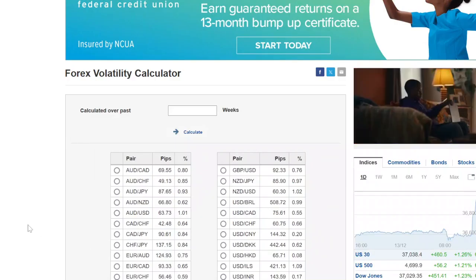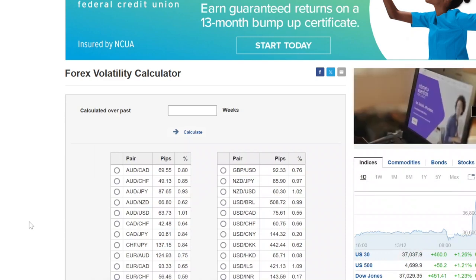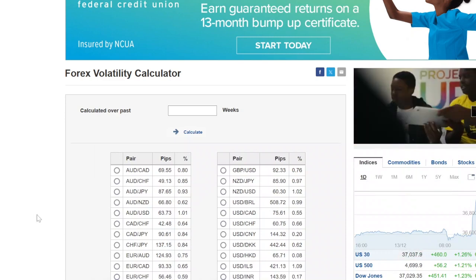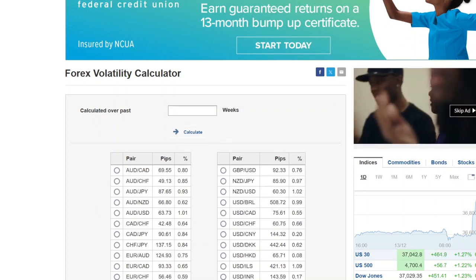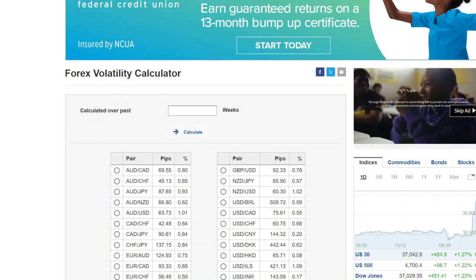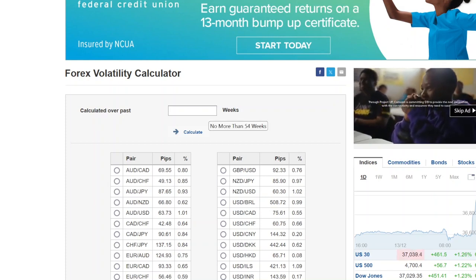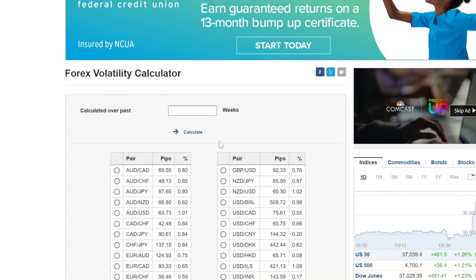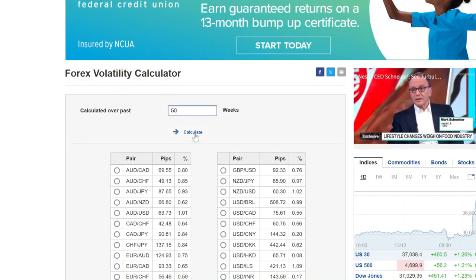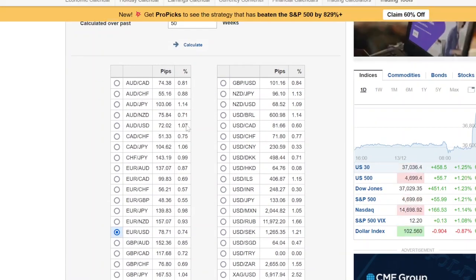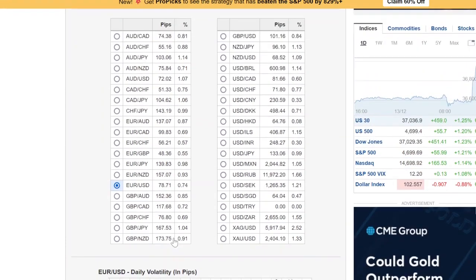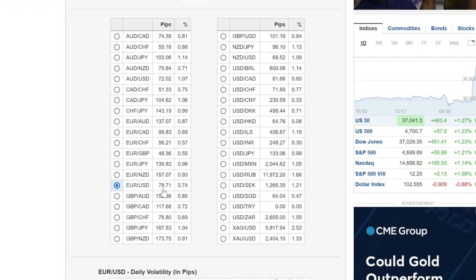So the way to measure ADR, you would want to use investing.com's volatility calculator, and to get this year's ADR, you would have to put the amount of weeks that went by during this year. So right now we're at the end of 2023 and 50 weeks have passed. So you would calculate your 50 weeks, and this is this year's so far ADR. So Euro USD's ADR for this year is 78.71 points.